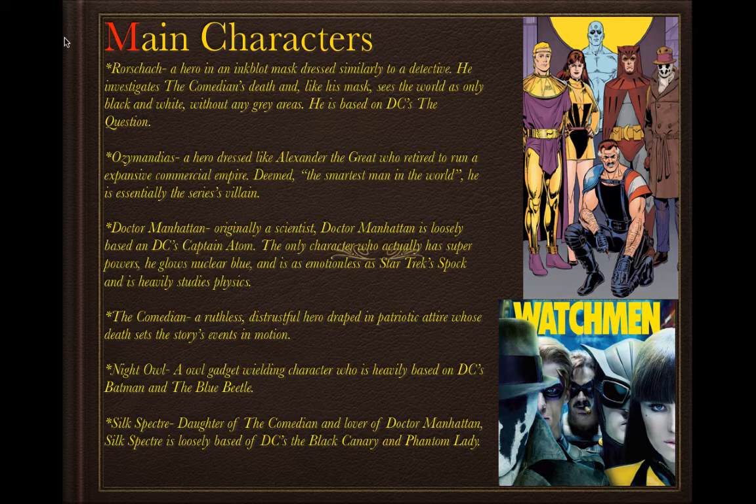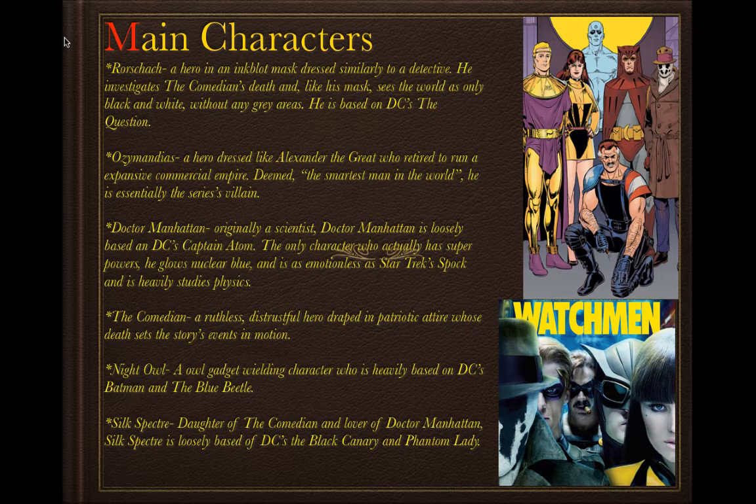Night Owl is an owl gadget-wielding character who's heavily based on DC's The Batman and Blue Beetle. And spoiler alert, he becomes the lover of Silk Spectre. He's also good friends with Rorschach, though considering Rorschach's antisocial personality, friend is a loose term.